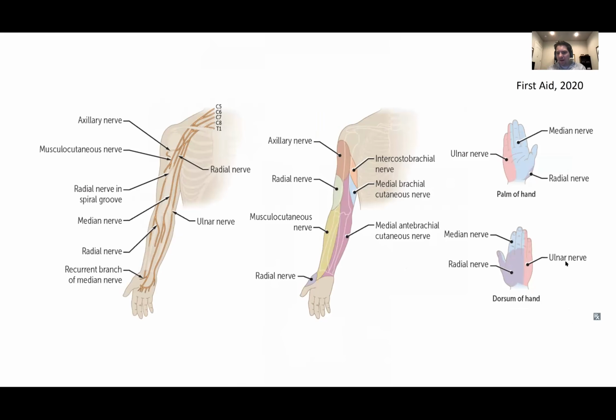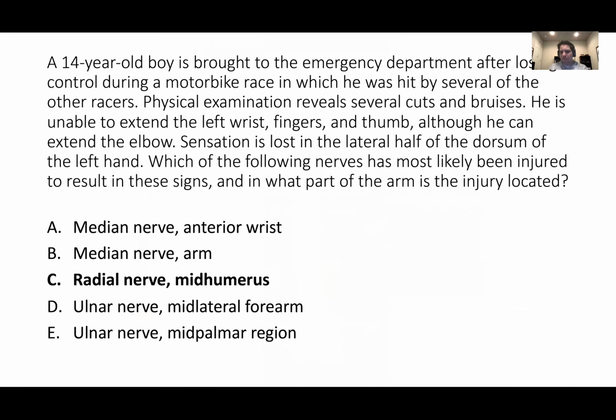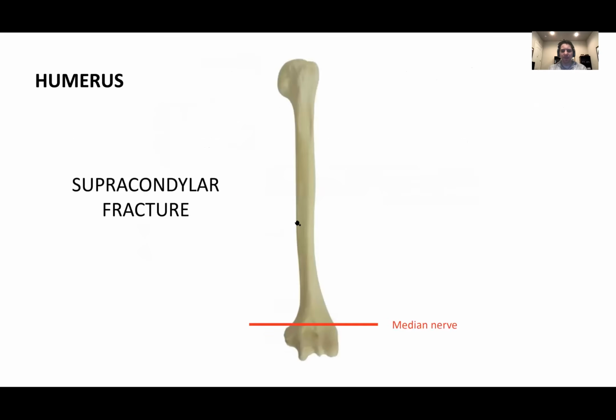So how do we not get confused by radial and median on the left? Well, we're talking about extension. So if we're talking about extension, we're talking about the radial nerve. The sensation of the dorsum of the hand is also going to be the radial nerve. The teaching point here I wanted to make was that even though you injure the mid-humerus, your extension of the elbow, that nerve to the triceps, is intact.